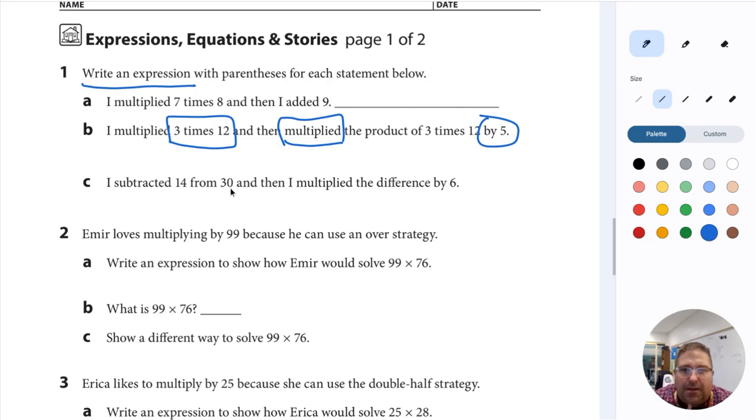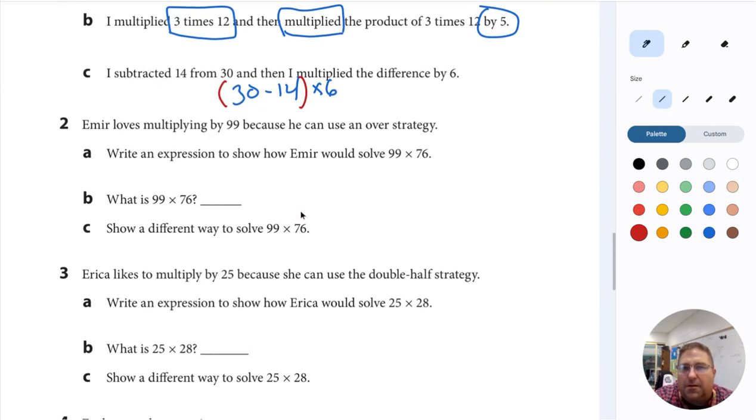Subtracted 14 from 30. Then I multiplied the difference by 6. Okay? Well, it looks like we got to do 30 minus 14 and then multiply by 6. But make sure we're doing things in the right order, so we might need to put some parentheses on that, right? So if I do 30 minus 14, then times 6, the thing is order of operations tells us we have to multiply before we subtract, so don't forget, we do need to have parentheses on this one, okay?